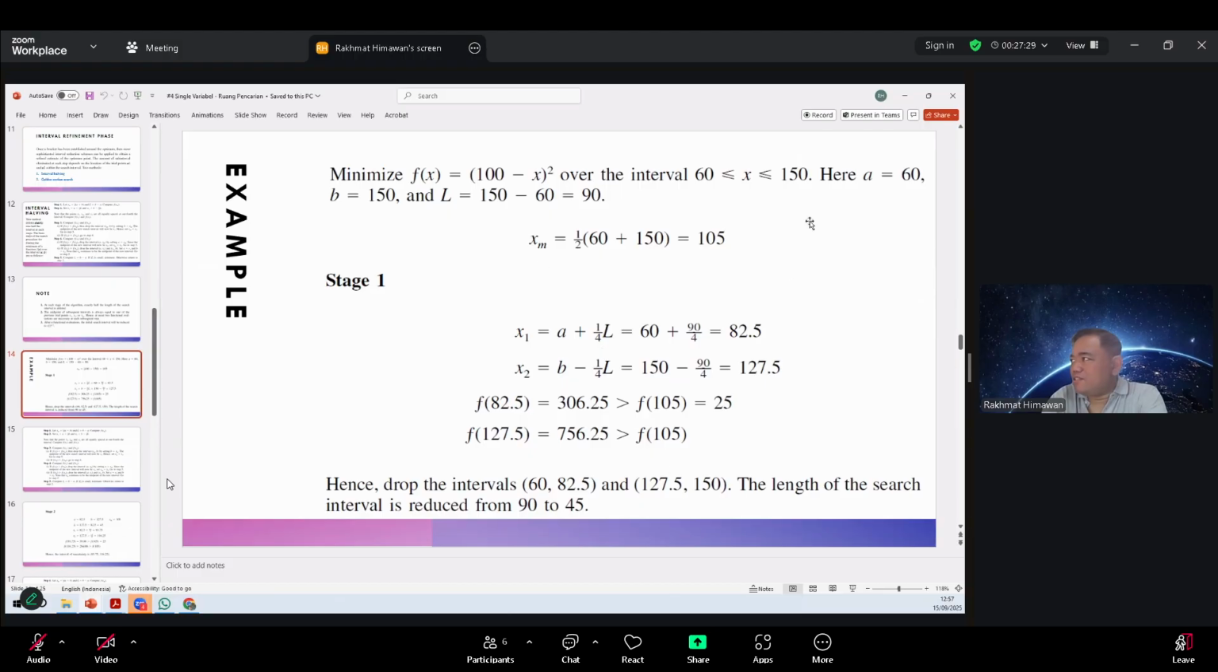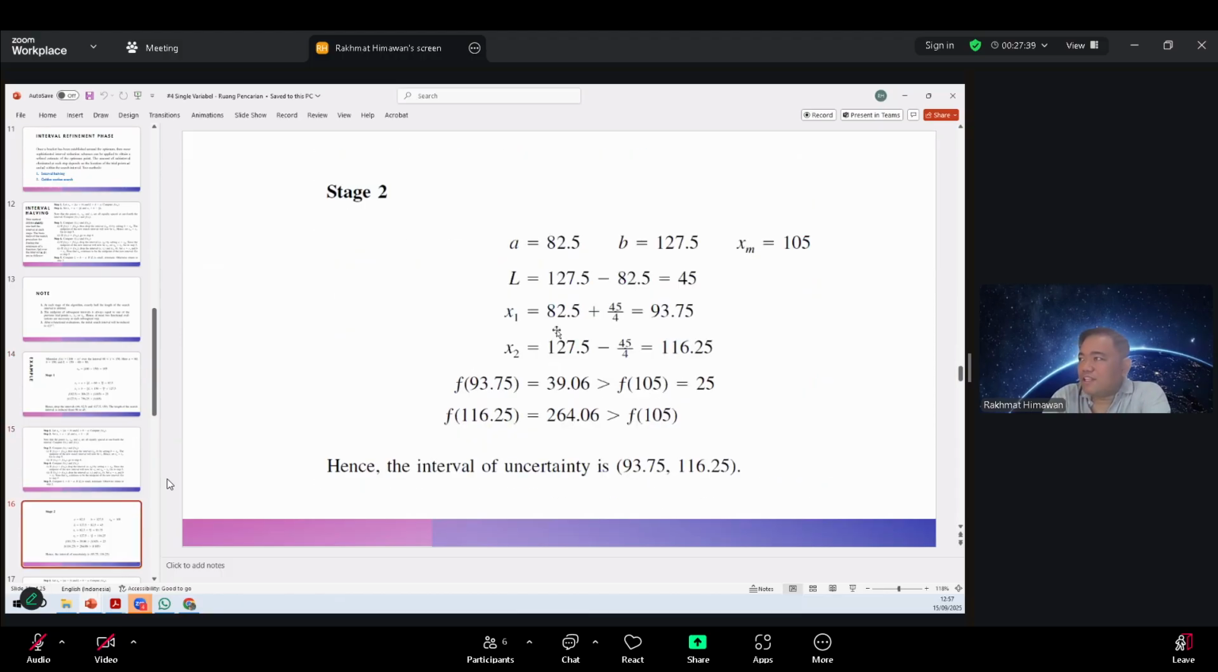We have changed the interval between A and B from 60 to 150 to become 82.5 to 127. Let's do another stage. The new A is this, the new B is this. So the XM is still the same. L is 45. Let's calculate again.